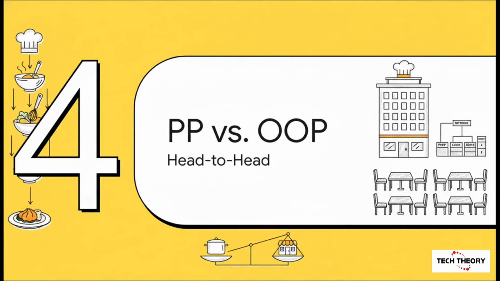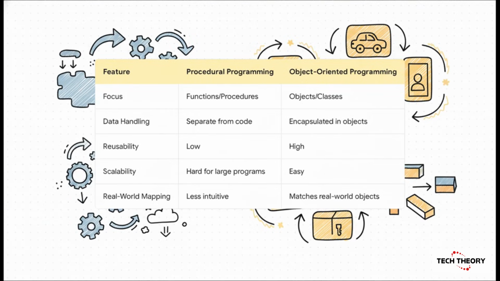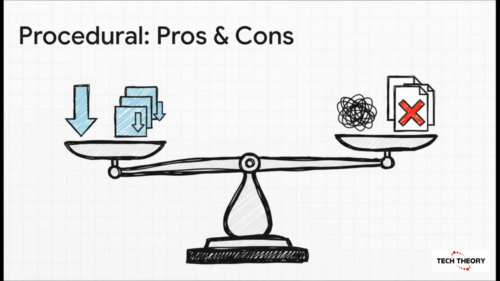All right, so we have the step-by-step recipe on one side and the organized restaurant on the other. Let's put them head-to-head and see how they really stack up. You can really see the huge shift in thinking here. Procedural code is all about the actions, the verbs, but OOP, it's all about the things, the nouns, the objects. And because OOP bundles data inside those objects, it's just so much easier to reuse and to scale up. But the biggest thing, the crucial difference, is that it just maps way more intuitively to real-world problems. You can have a car object or a customer object, which just makes so much more sense when you're building complex systems.